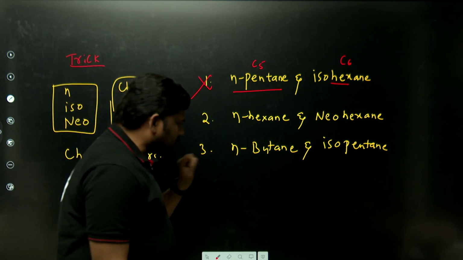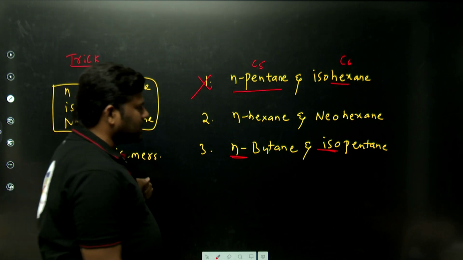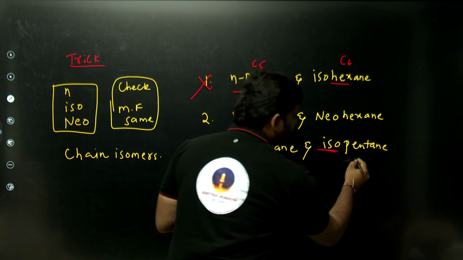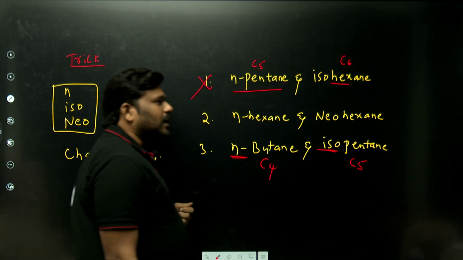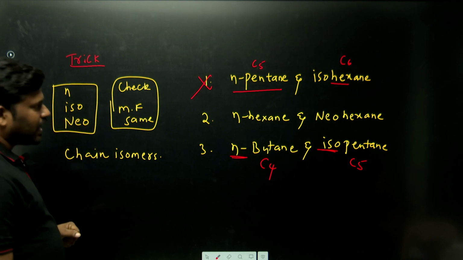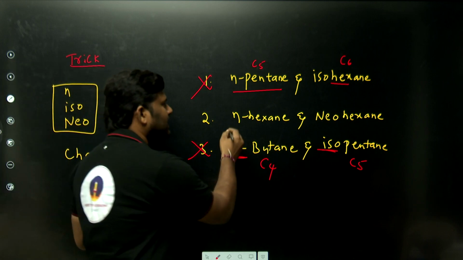Now I am checking a third example. N there, iso there, okay, it is clear. Now I am checking this, butane. In organic chemistry, buta means 4, penta means 5. So a different number of carbons is there. According to our definition, the same molecular formula is needed, so this is also not a chain isomer. But what are the chain isomers here?